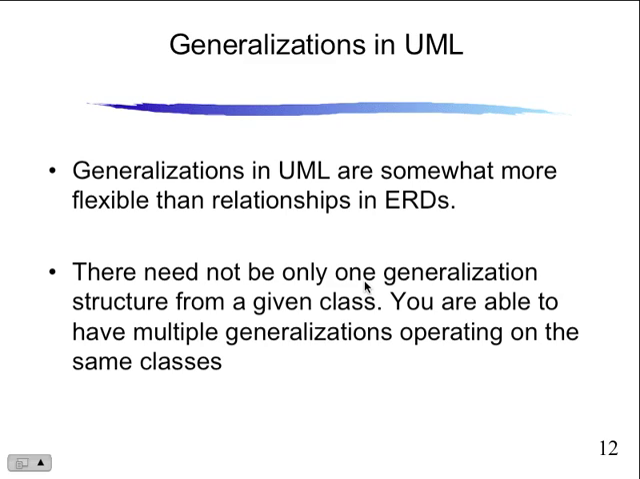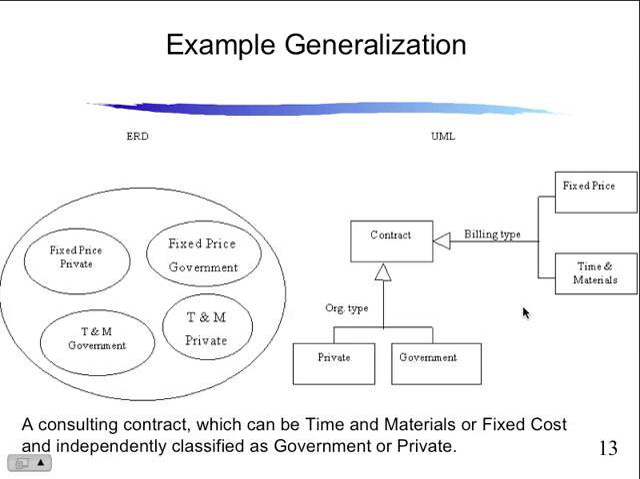There need not be only one generalization structure for a given particular class, so you might have multiple generalizations operating on the same class. And here's a classic example of what you can do in UML that you can't do in entity relationship diagramming. A consulting contract, which can be time and materials or fixed cost, and independently classified as government or private. So we have government, private, fixed cost, or time and materials.